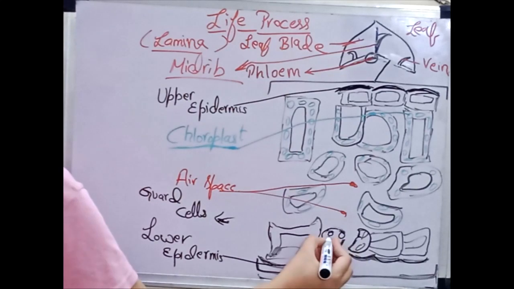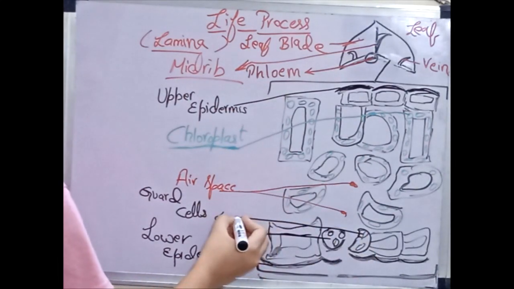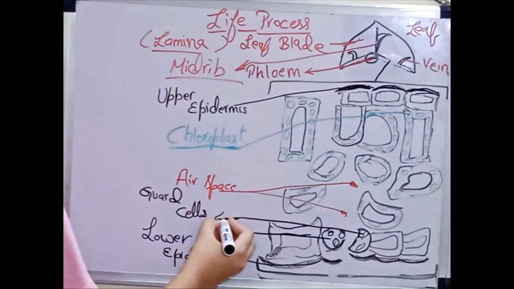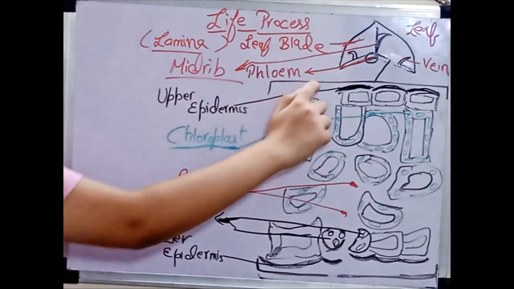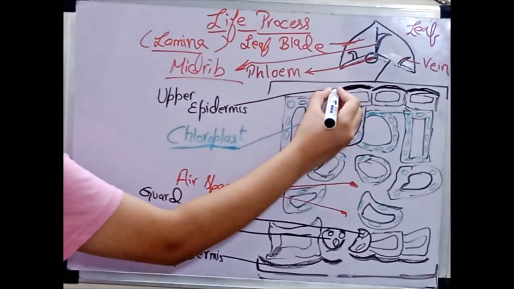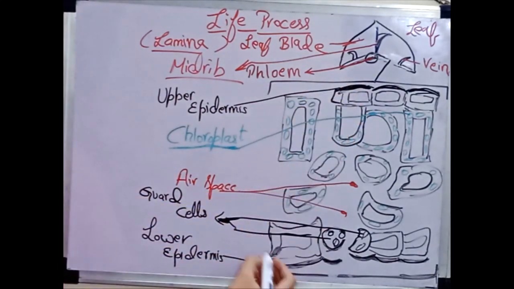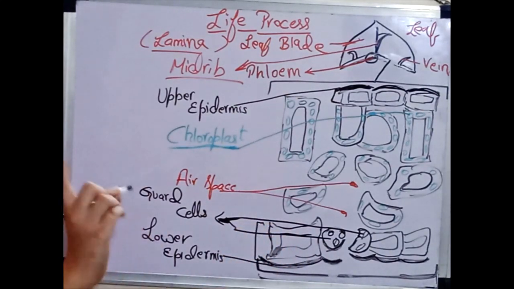Okay. So this and this. These both are guard cells. And here, by epidermis, I don't mean only this black outline, but this whole thing. Same goes with lower epidermis. Not only this, but this whole thing is your lower epidermis.